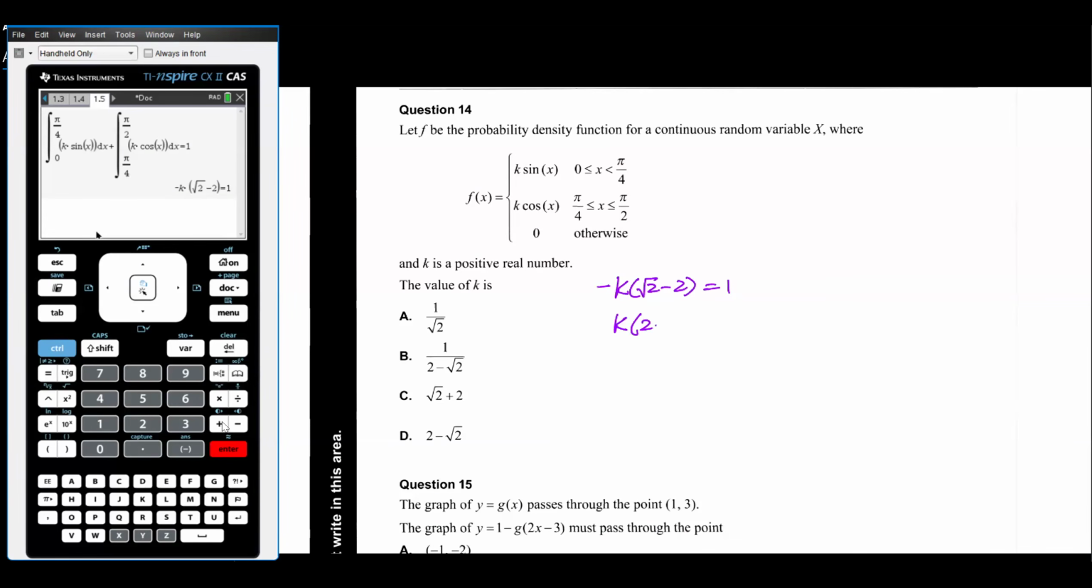So k times 2 minus root 2 equals to 1. You push the minus sign in, you get a 1 over 2 minus root 2. And that is the correct answer, option B.